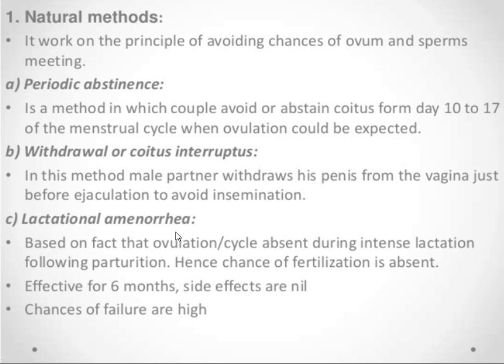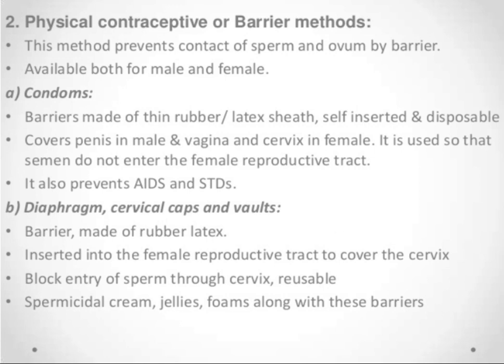Or lactational amenorrhea, which is based on the fact that the ovarian cycle is absent during intense lactation, which follows immediately after childbirth, following parturition, so the chance of fertilization is absent, and it may be effective for 6 months. Side effects are also nil, so the chances of conception failure are very high.